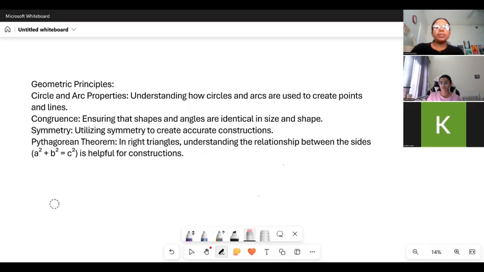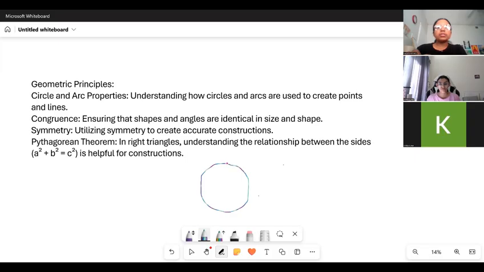Okay, now that Kritika told us how to construct geometric figures using tools from geometry, let's look at some geometric principles that you would need to know. First we have the arc and circle properties that you need to know for geometric constructions. So this is understanding how circles and arcs are used to create points and lines.